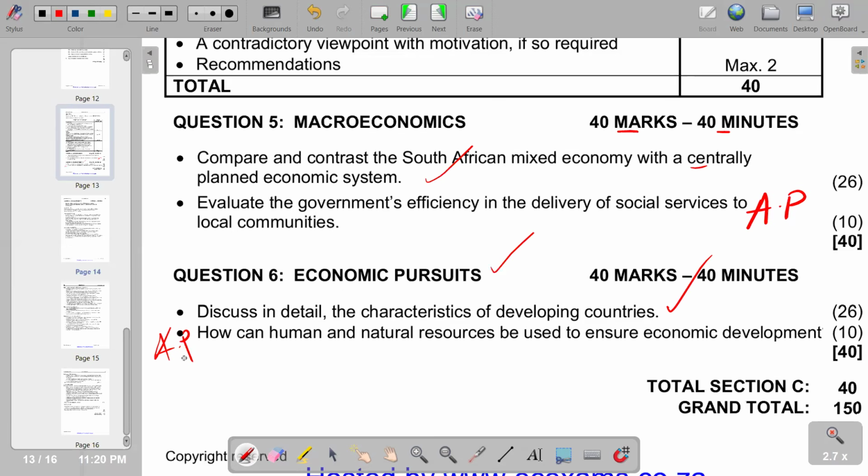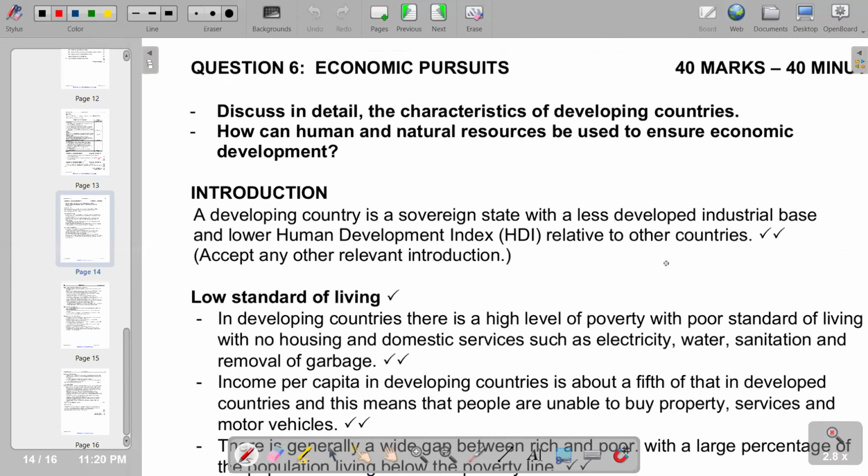So typically, we are supposed to start with our introduction. This is a typical introduction that we can have. We have a description of a developing country. A developing country is a sovereign state with a less developed industrial base and lower human development index relative to other countries. A developing country is associated with poor citizens. It is also characterized by high birth rates, high death rates, low standards of living, low industrialization, low economic activity, low GDP. Those are some of the characteristics that we can quickly pick in terms of a developing country.